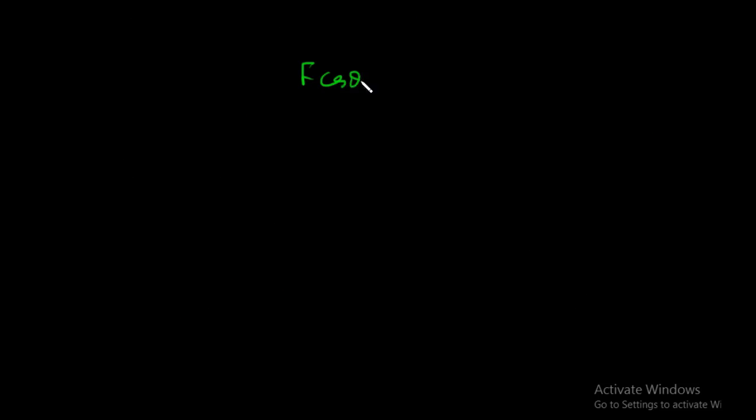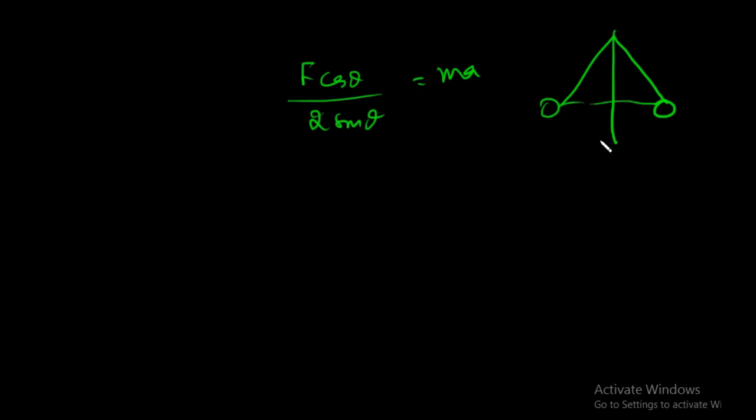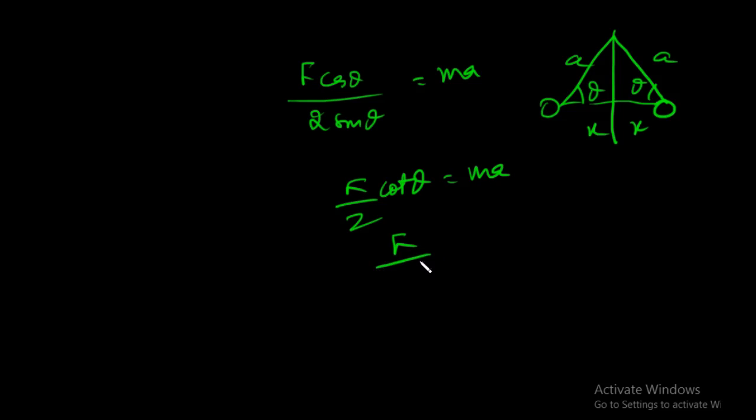So F cos theta by 2 sin theta equal to ma, and this is the figure. This is x, this is x, this is theta, and this is theta, and this is a. Alright, so this is F by 2 cot theta equals ma. This would be, a would be equal to F by 2m times cot theta.